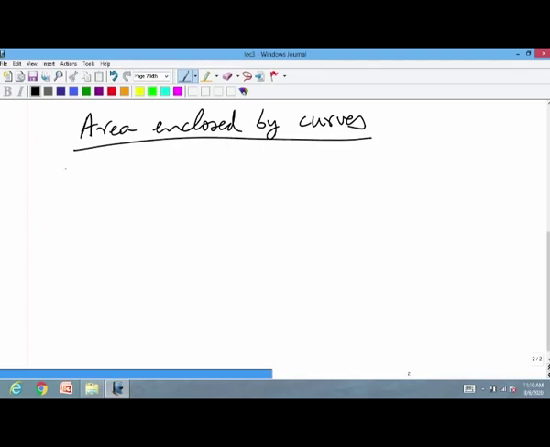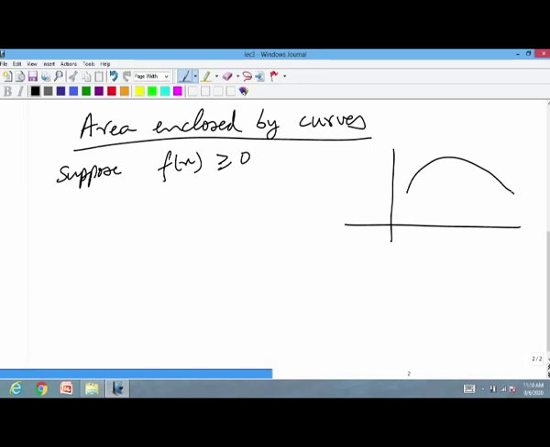So, suppose we have a function f(x) greater than or equal to 0. We have the graph of this function y equal to f(x), which lies above the x axis, and we have the lines x equal to a and x equal to b.